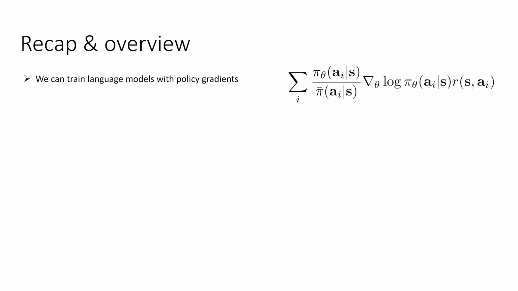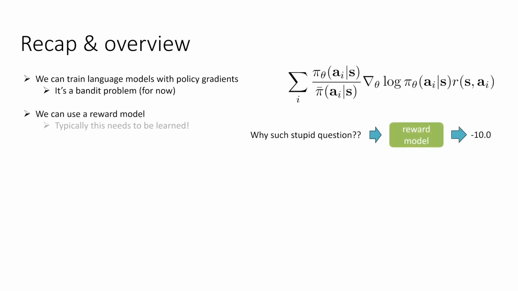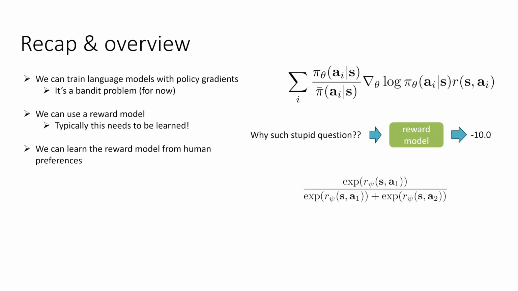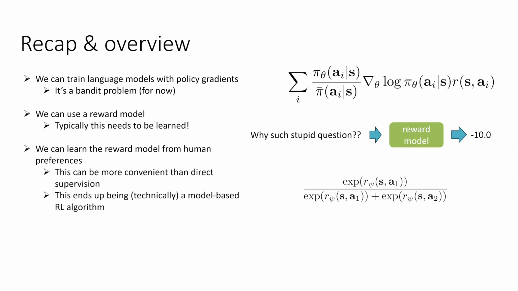Okay, so to recap an overview, we can train language models with policy gradients. We typically use importance sampling estimators. It's a bandit problem for now, although we will make it multi-step in the next section. We can use a reward model, which can be trained from human data. And typically we would actually train it with preferences rather than utility labels, using this equation as the probability that the user prefers A1 over A2. And this can be more convenient than direct supervision of reward values.